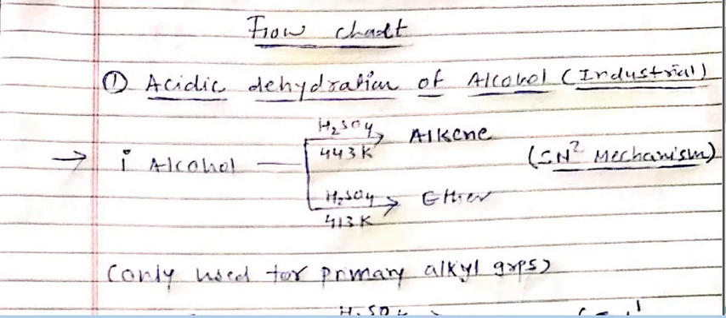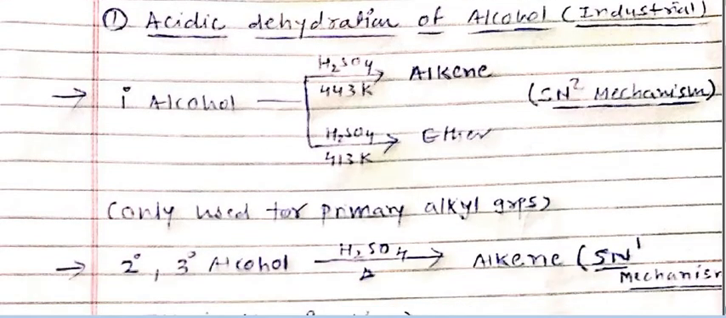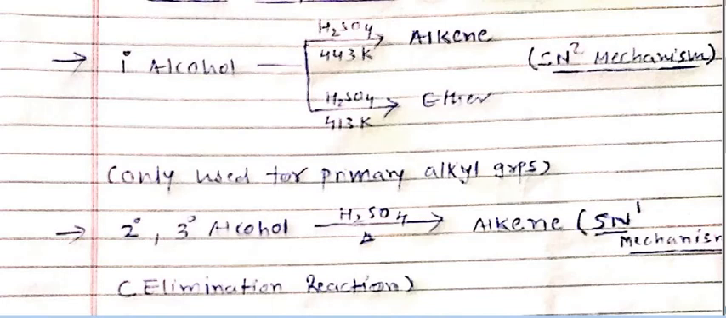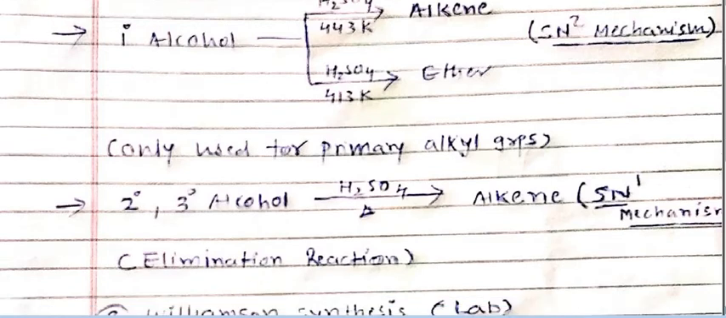Please note, this is used for only primary alkyl groups, while with secondary and tertiary alcohol, the dehydration is not possible. I mean, the production of ether is not possible, it is unsuccessful. What happens if the dehydration occurs with secondary and tertiary alcohol, then the production of alkene is obtained, while it follows the SN1 mechanism. And why is it so? Because the substitution reaction is not taking place, actually the elimination reaction is taking place.